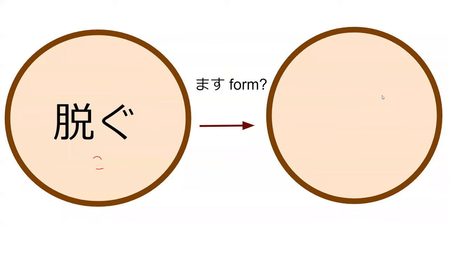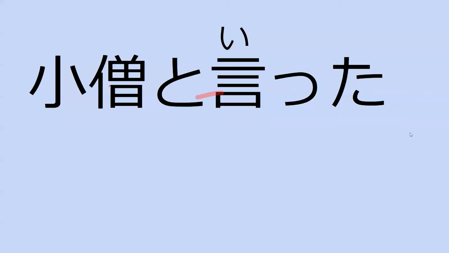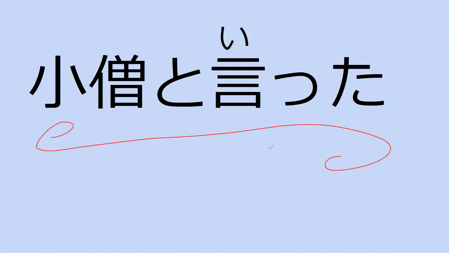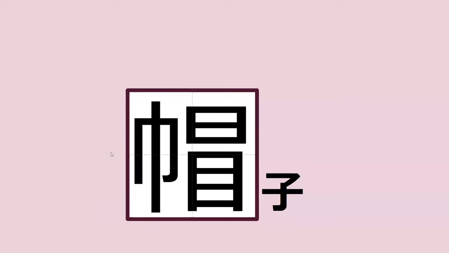Do you know what this word is? Starts with ko. Kozo. Perfect. Do you know what the masu form of nugu is? Nugimasu. Perfect. What does this sentence say? Kozo to itta. Kozo, quote, said. Yes, to say kozo, said, quote, boy, brat. What's this word right here? Boshi. Perfect. It's the bowl part of bullshit.